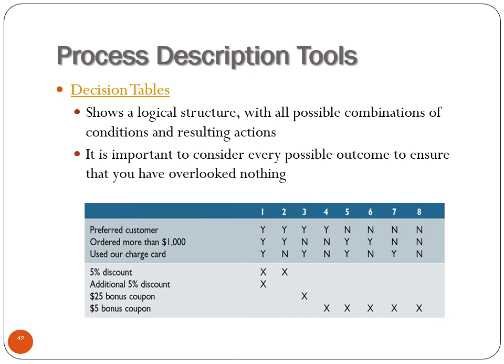For example, if the answers to these questions are yes, which are preferred customer, ordered more than 1,000, and use our charge card, then the outcome should be that the user gets a 5% discount and an additional 5% discount.